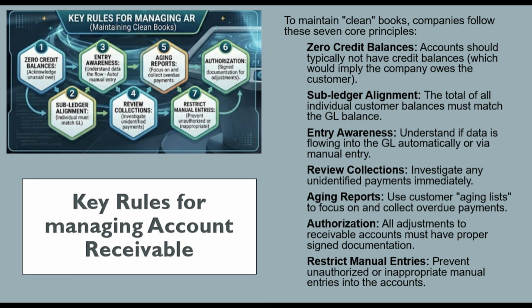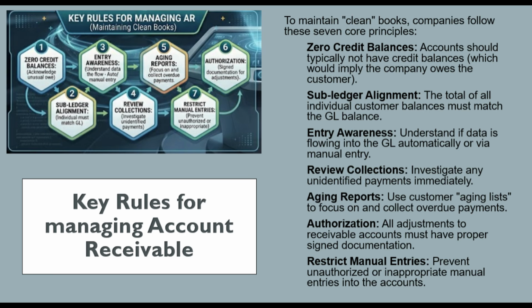2. Subledger alignment. The list of every individual customer's bill must add up perfectly to match the grand total in the main company record book, the general ledger. 3. Entry awareness. You need to know how the numbers got there. Did a computer do it automatically, or did a human type it in? Humans make more mistakes.